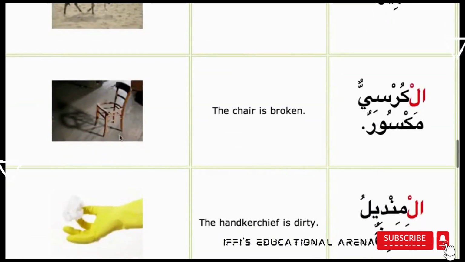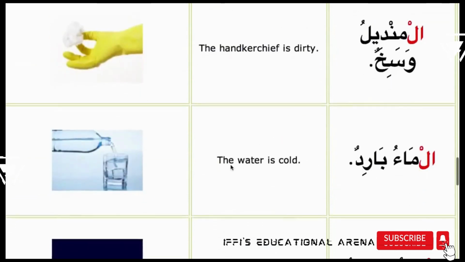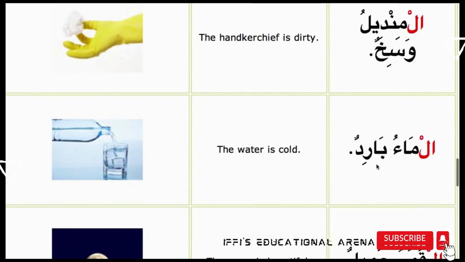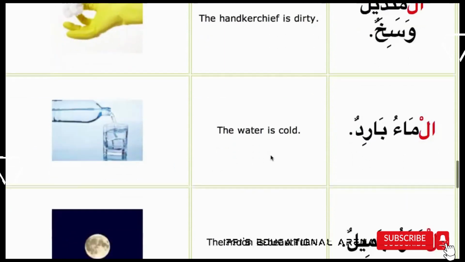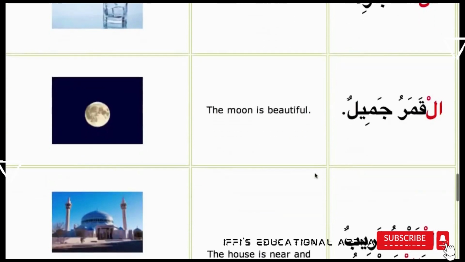Al-kursiyu maksurun, the chair is broken, maksurun means broken. Al-mindilu wasikhun means dirty, al-mindilu wasikhun. Al-ma'u baridun, the water is cold. Al-qamaru, qamar means moon, al-qamaru jamilun, beautiful.